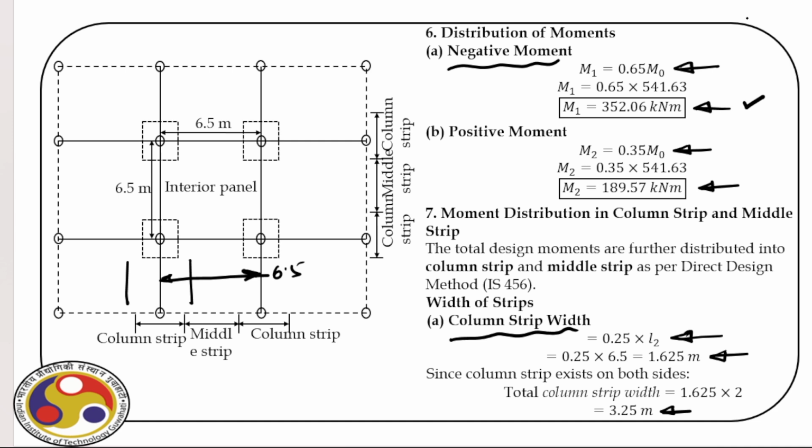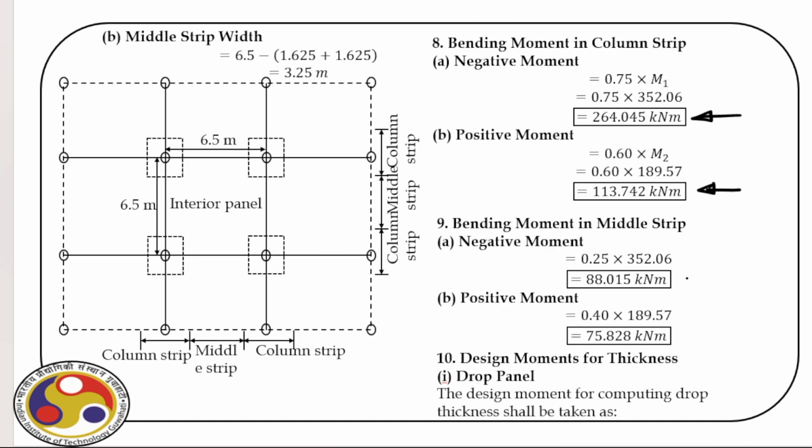Similarly, for the middle strip, we have negative moment, which is 0.25 times the value we have calculated here. And that is 88.015 kilonewton meter. And for the positive moment, it is 40%, which is 75.828 kilonewton meter. So now we know the moments acting in column strip and middle strip, and we also know the negative and positive moment. So we can design the section, right?